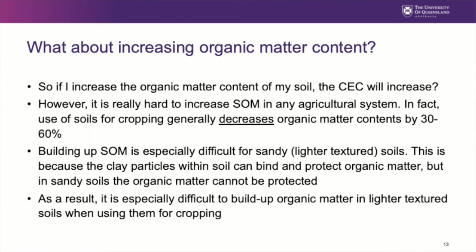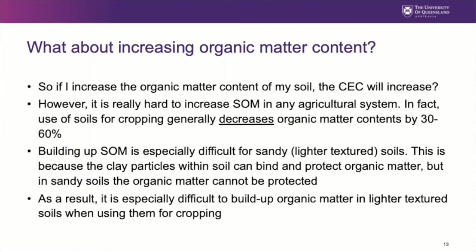In fact, we know that in most agricultural systems, by cropping the soils, we actually decrease organic matter by a lot. So typically here in Australia, when we start cropping soils compared to a native ecosystem, a soil with native vegetation, by cropping the soil, we lose 30, 40, 50, 60% of the organic matter from that soil. So actually in most agricultural systems, it's very difficult to build up organic matter because we've decreased it by a lot to start with. And so that's the first thing.